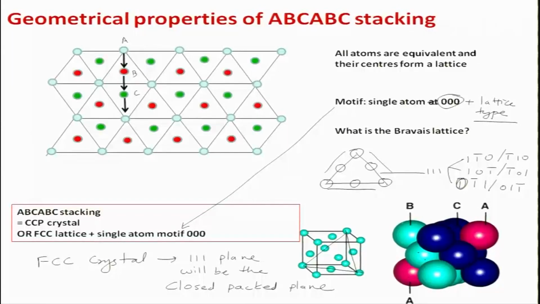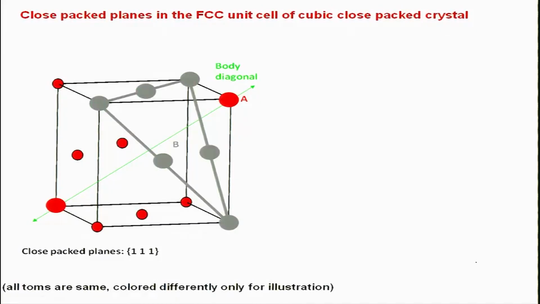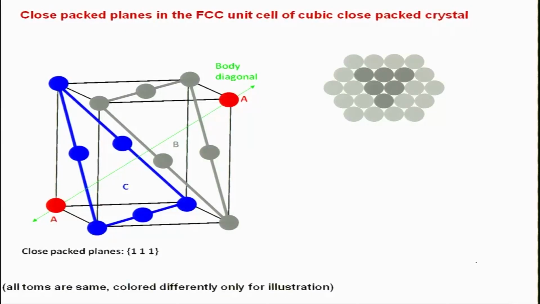So these directions which you see on the face are the close packed directions, and the plane that you form within the unit cell is the close packed plane, the 111 plane. So this is the FCC unit cell. These are the close packed planes, and this is the direction. This is not a close packed direction, this is just the body diagonal. The body diagonal is perpendicular to these planes. The body diagonal is nothing but 111 type, and for a cube we know that this is perpendicular to the 111 plane. Okay. So all the close packed planes are of 111 type.